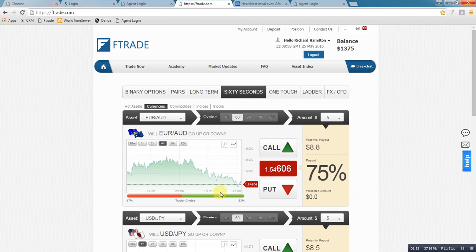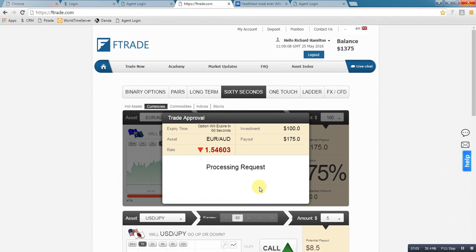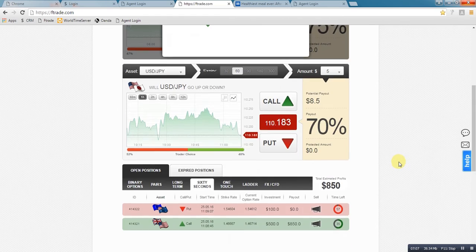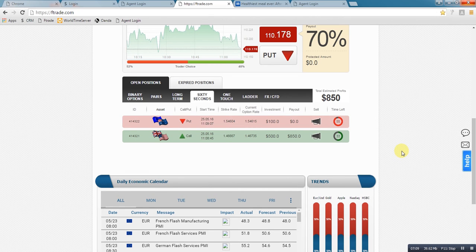4-hour graph, and we see that there is a downslide. It's on the down. I put 100 in, pay out 175. Just apply that, approve it. Okay, so they're the two trades that we have. We have 500 on one, which you can see is in the green, and we have 100 on the other.